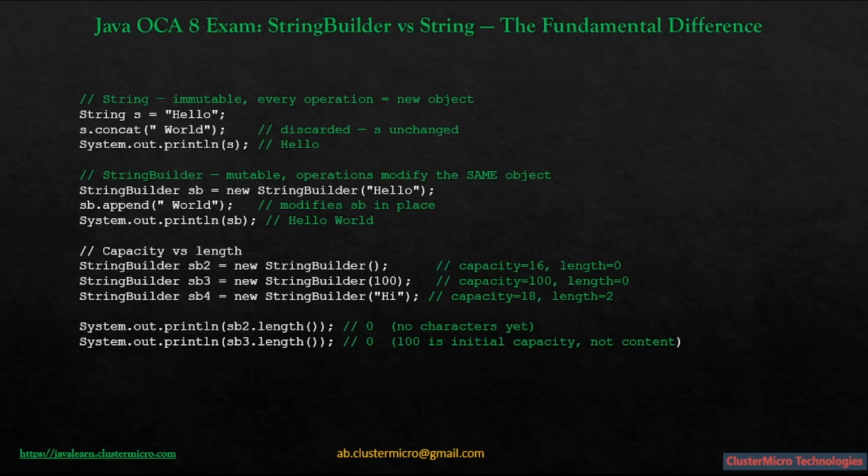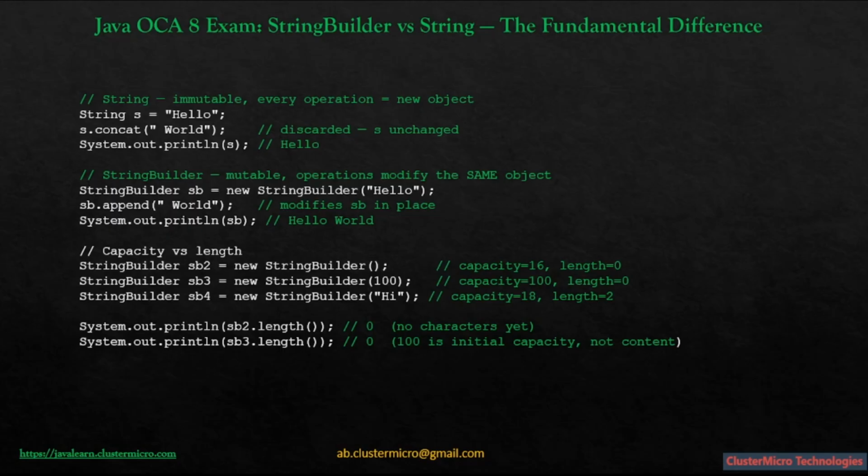StringBuilder has two separate concepts that the exam deliberately confuses: capacity and length. Capacity is the internal buffer size, how many characters the StringBuilder can hold before it needs to resize itself internally. Length is the actual number of characters currently stored. That is the number you care about. So sb2 is created with no arguments, the default capacity is 16, but no characters have been added, so length is 0. sb3 is created with 100, that is the initial capacity. It is the pre-allocation, telling StringBuilder to reserve space for 100 characters up front. No characters have been added, so length is still 0.